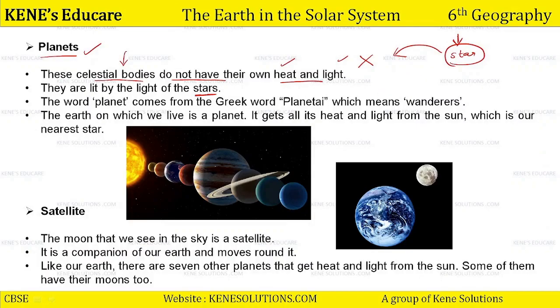After that, we read a glimpse about planets. These are also celestial bodies and they do not have their own heat and light. Okay, they get lit by the light of the star, and who is our star? The Sun.